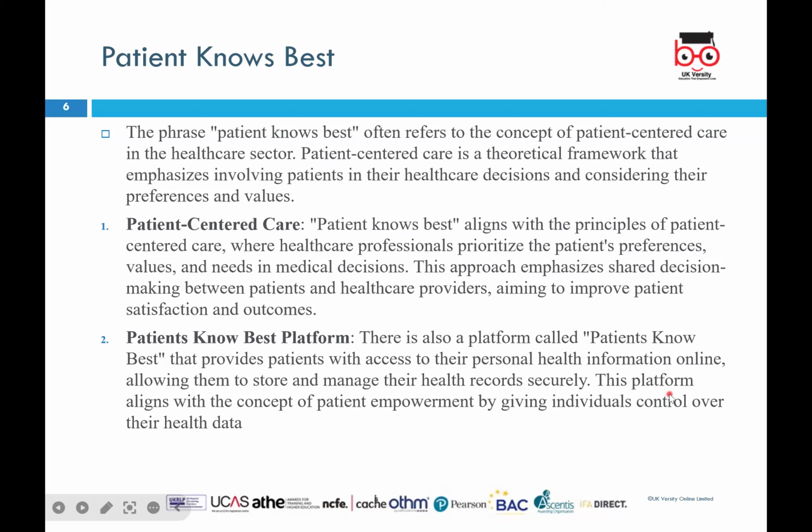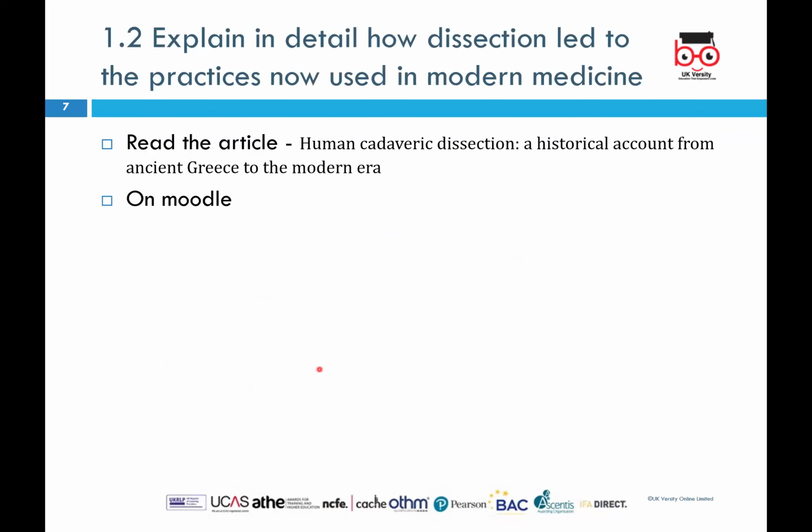Okay, so you have certain health records. They can be stored, they can be managed on a secure basis. This platform aligns with the concept of patient empowerment by giving individuals control over their health data. Okay, so this is a whole platform or a whole website that has the patient information, and they have access to their information and to their treatment records and other records as well. So this is what Patient Knows Best is about.